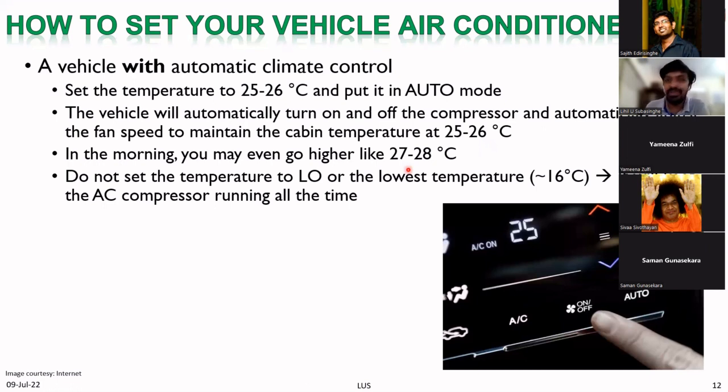One thing you need to remember, like in the previous case, is do not set it to low. You can set the temperature to low, or the lowest temperature, usually 16 degrees. If you set it to low, the compressor will be running all the time, because the climate control system is trying to get the cabin temperature to 16, which is impossible, but it will try by continuously running the compressor. Therefore, never set it to low.